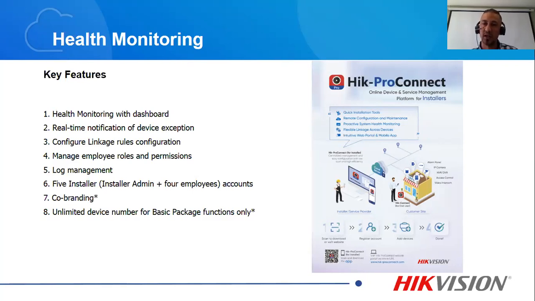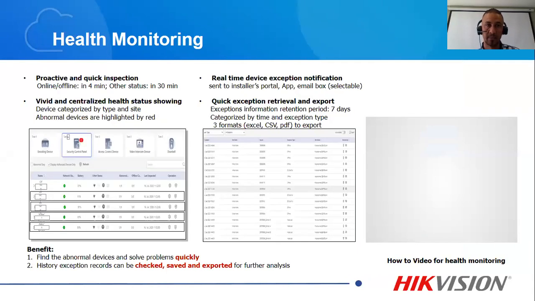So in future, if he has lost his telephone number, for example, or lost his phone, once he logs into his HikConnect profile, he's able to find out who his installer was and is able to contact him for assistance. Also, on our basic package, we also have unlimited devices, which I'll also show you on the following slides. Okay. Also, what is on our health monitoring?